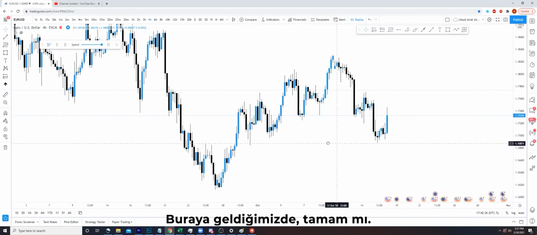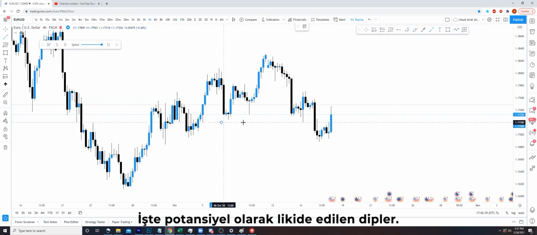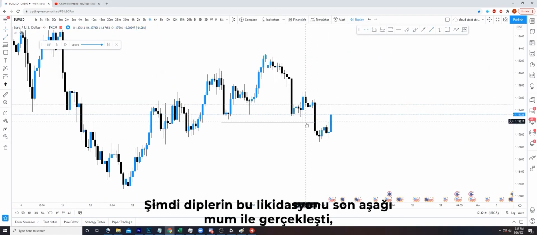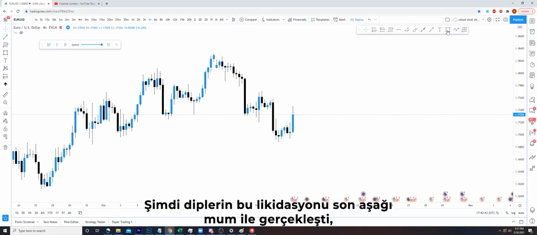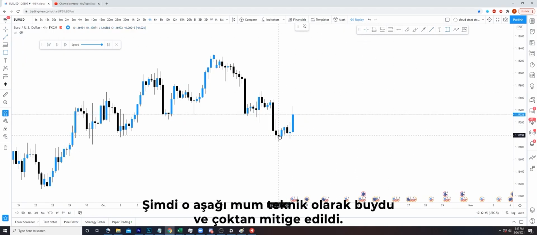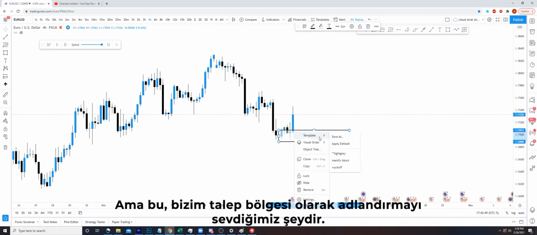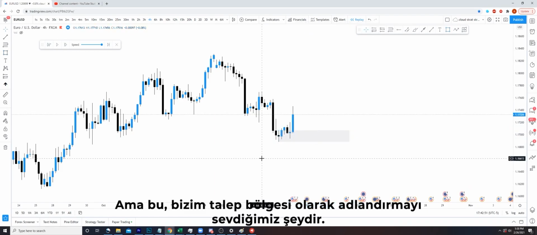As we came in here, okay, you have to think about this. Again, here are the lows, potentially, that got liquidated. Now, that liquidation of the lows happened with the final down candle, like we spoke about. That down candle was technically this one, and it's already been mitigated, but that is what we like to refer to as a demand zone.